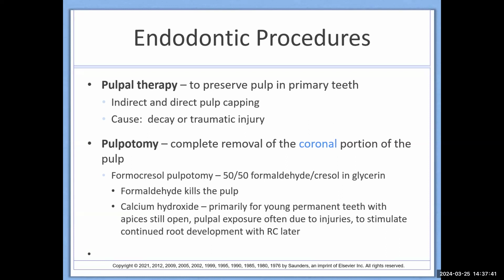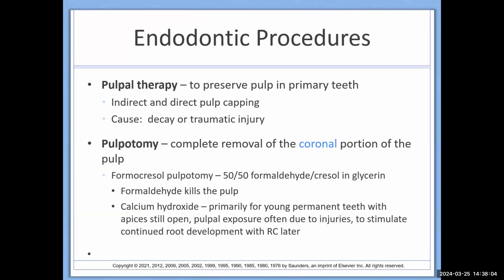So pulpotomy is basically the removal of the coronal portion of the pulp. If you remember from DNA108, there was a radicular portion of your pulp or nerve, and the coronal portion of the pulp or your nerve. The coronal part was more towards the crown, more confined to the crown. So pulpotomy deals with basically scooping out the coronal portion of the pulp.